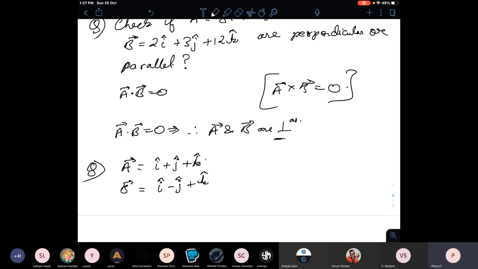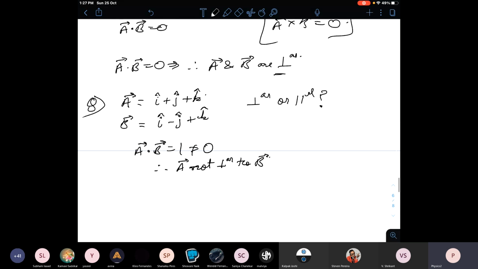Okay, suppose these are the two vectors. You have to check whether it is perpendicular or parallel. So first of all, you will find a dot b. As and when you find a dot b, you will see that a dot b is coming out to be 1. So it is not equal to 0. Therefore, a is not perpendicular to b vector. We can safely say that.